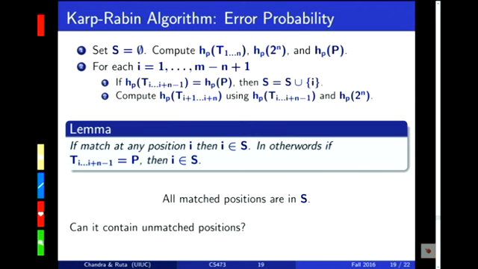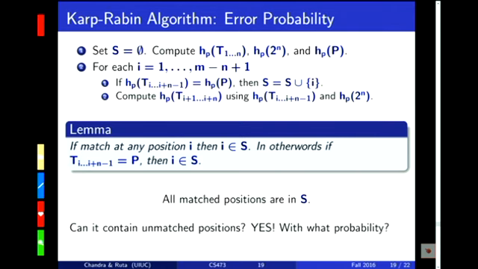But what we want to bound is the probability of this happening. What is the probability that there is no match at some position i, and still when we take hash, they are same? Okay? If we can bound this, then we can apply union bound and bound the entire probability of getting any wrong index in S. Okay?